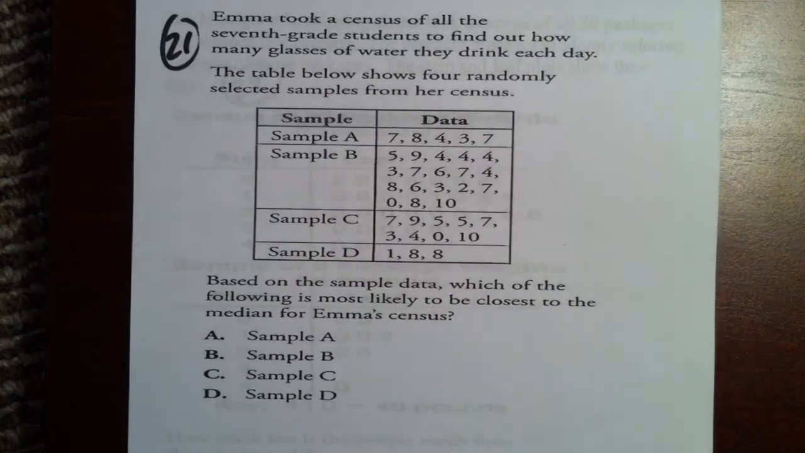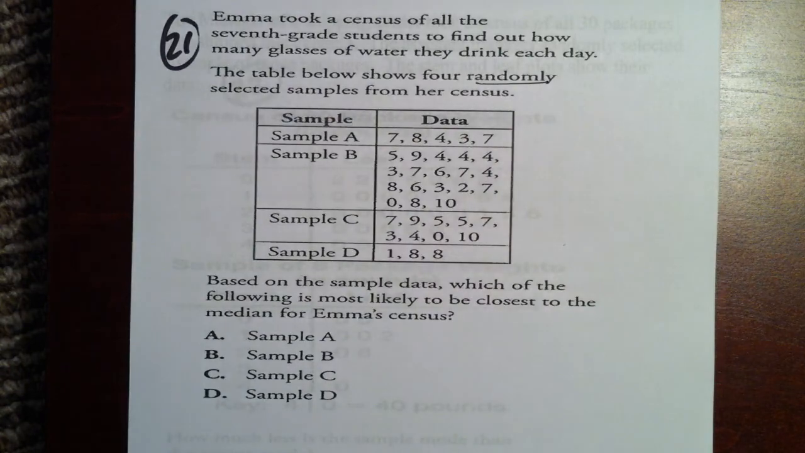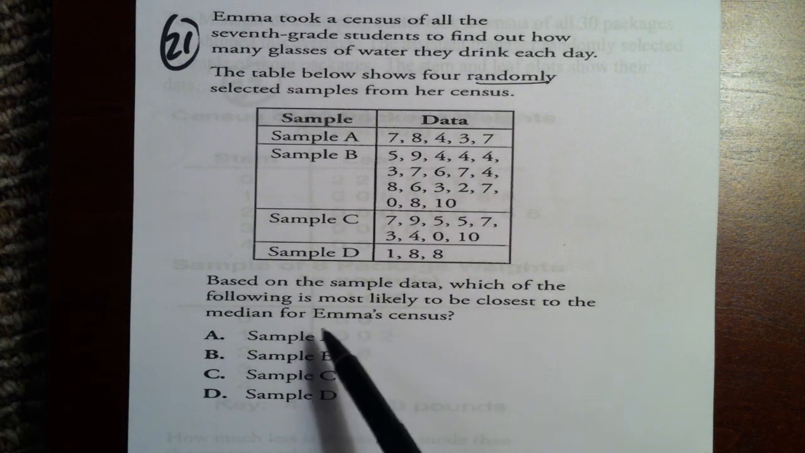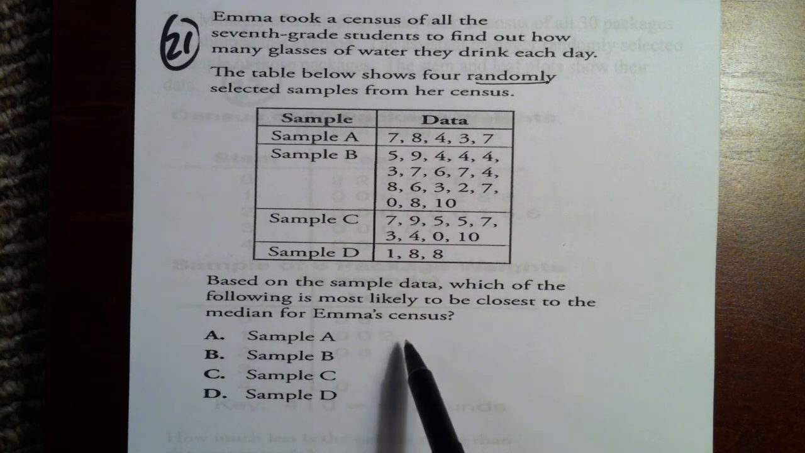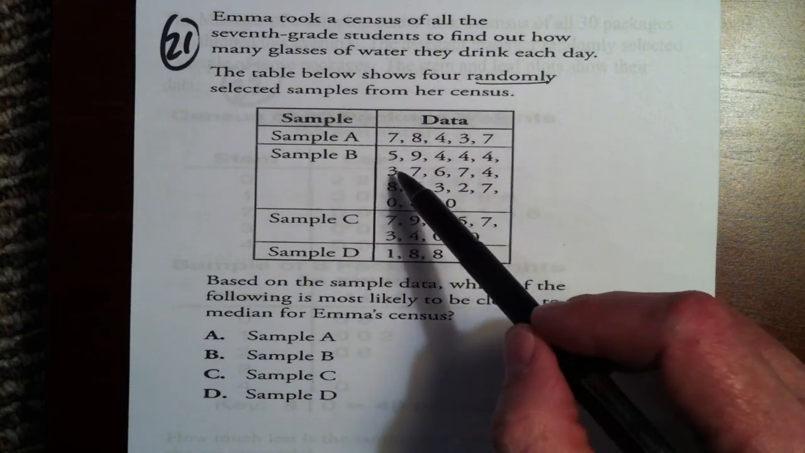21. Emma took a census of all the 7th grade students to find out how many glasses of water they drank a day. The table below shows 4 randomly selected samples from her census. Again, it says 4 randomly selected samples from the census. Based on the sample data, which of the following is most likely to be closest to the median for Emma's census? Well, again, we have a large group of data here on B.